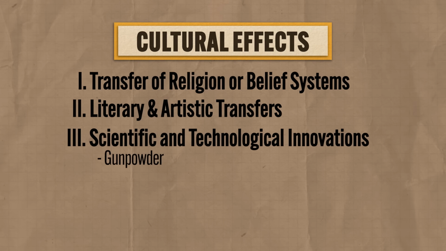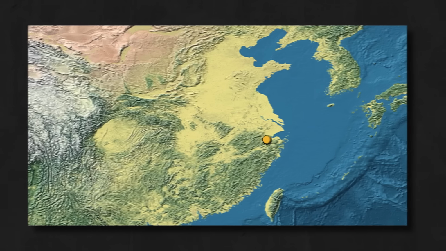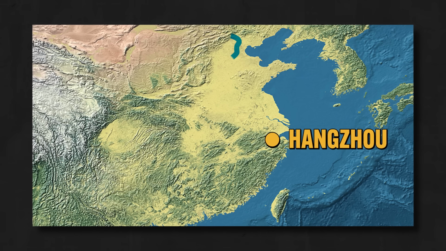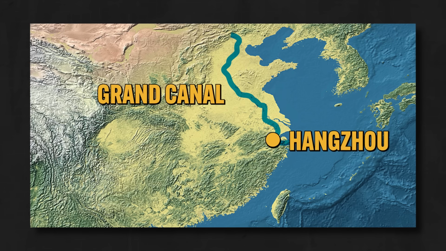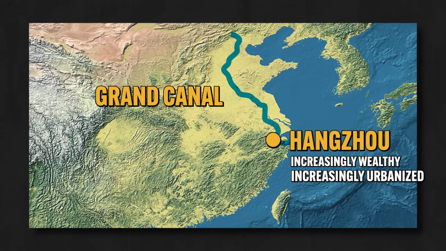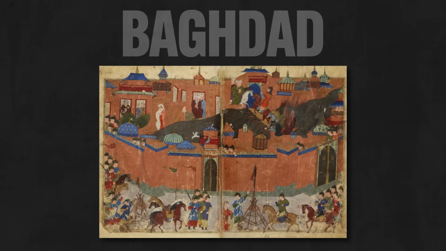Okay, now the second consequence of connectivity was the rise and fall of cities, and I'll give you an example of each. A good example of the rise of cities is Hangzhou in China. It was situated at one end of China's Grand Canal, which facilitated all kinds of trade, and as a result, Hangzhou became increasingly wealthy and increasingly urbanized, which is to say, more and more people organized their lives around the city. But other cities did not fare as well as connections increased, and that's because not only did merchants travel across these networks, but so did military. So for example, Baghdad had the unfortunate opportunity to get utterly destroyed in 1258 by Mongol armies, and we'll talk more about them in a moment.